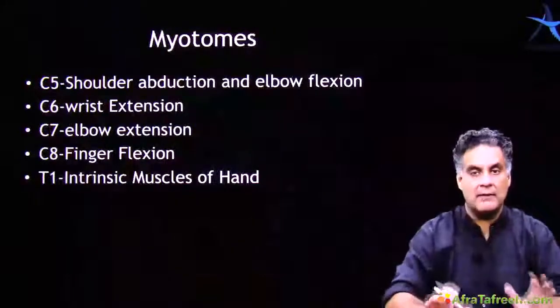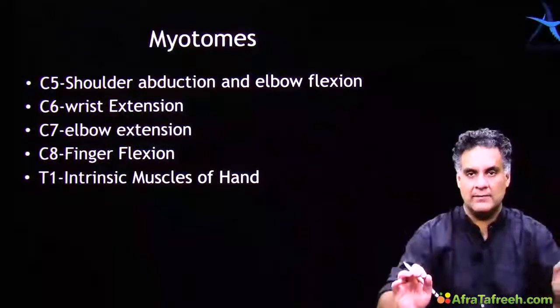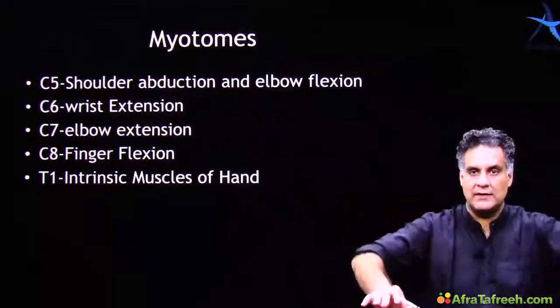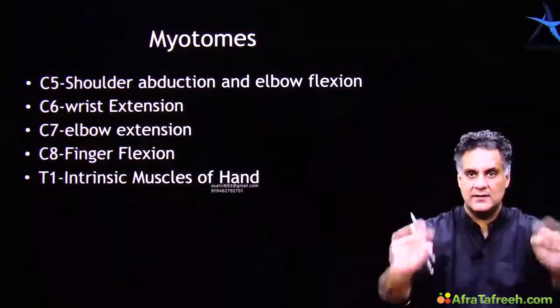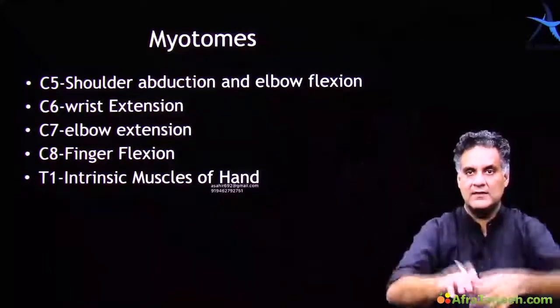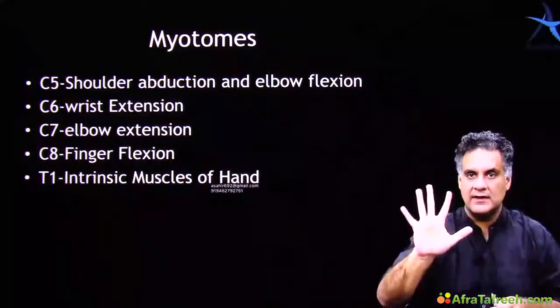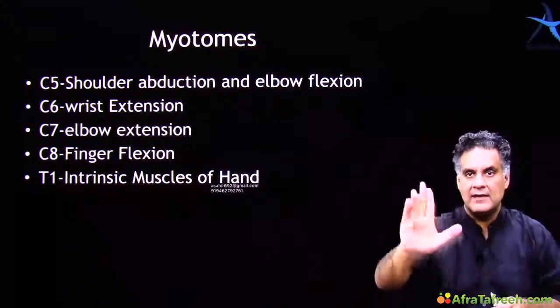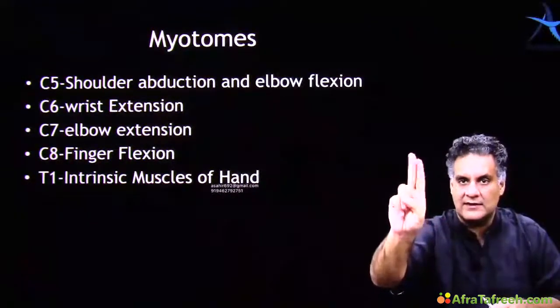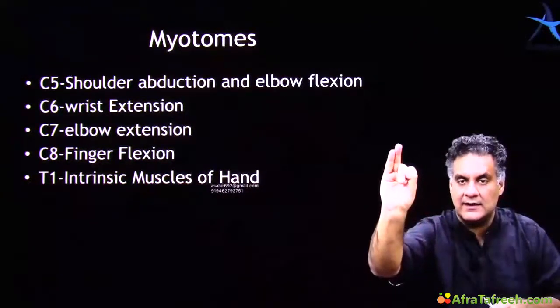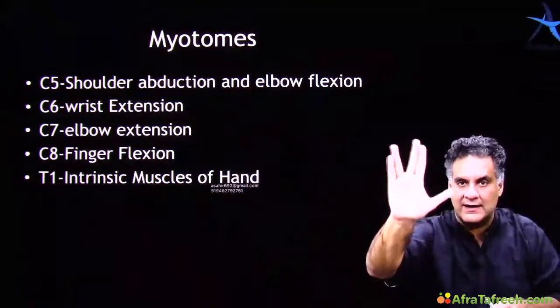And then remember these myotomes, you will be asked them. C5 is shoulder abduction and elbow flexion. C6 is wrist extension. C7 is elbow extension. C8 is finger flexion. T1 is intrinsic muscles of the hand. And you remember the sensory supply? C6 is thumb. C7 is index and middle finger. C8 is ring and little finger. This is what you should remember, the trident hand.